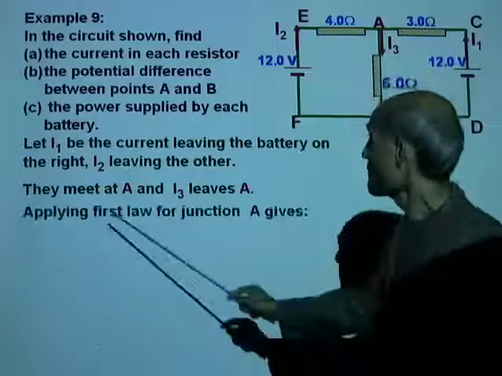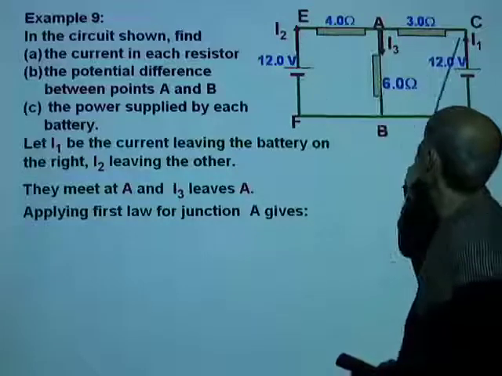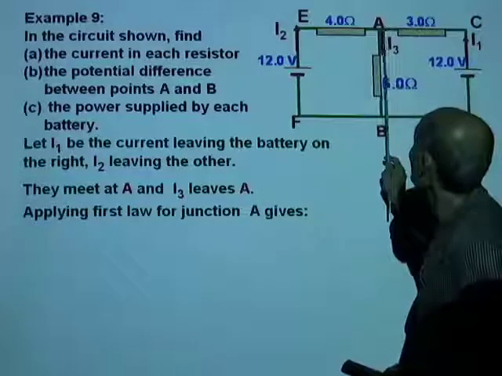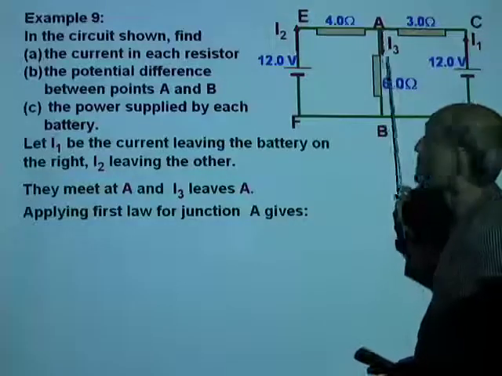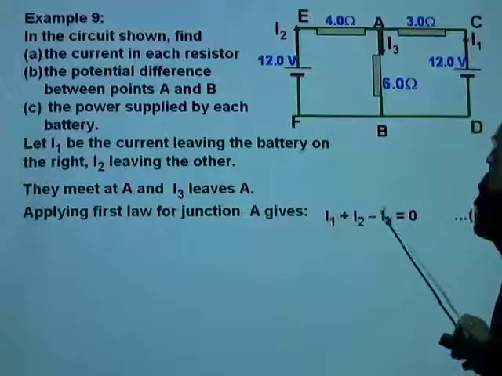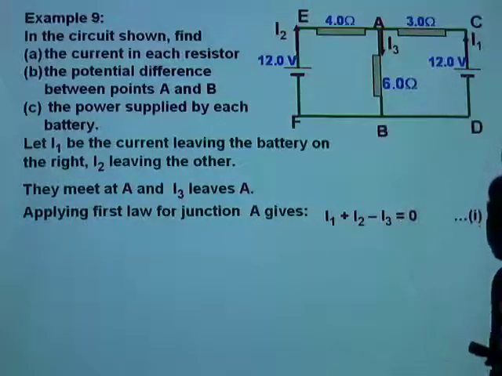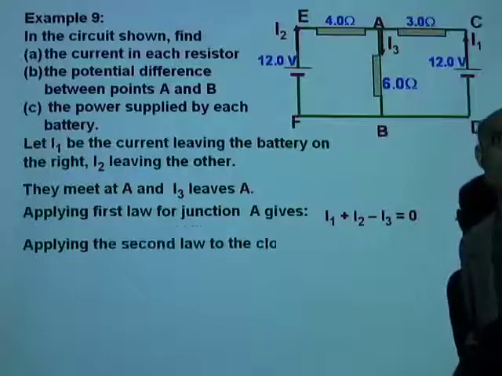Okay? Applying the first law for junction A, you can see I1 reaching there, I2 also reaching there, I3 is leaving. We have I1 plus I2 minus I3 equal to 0. That is the first equation.